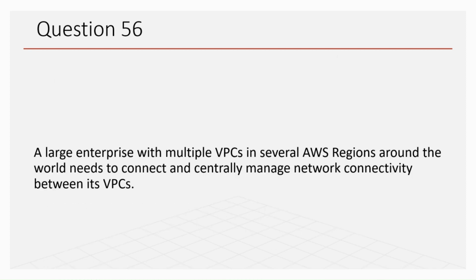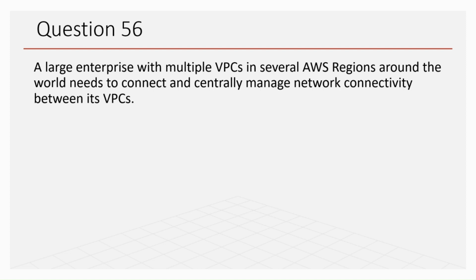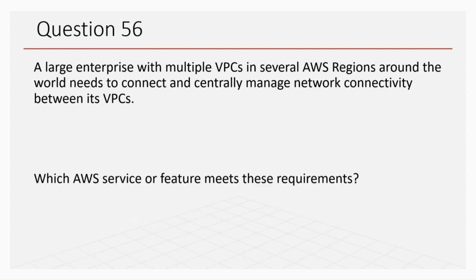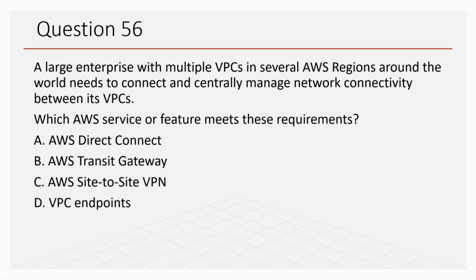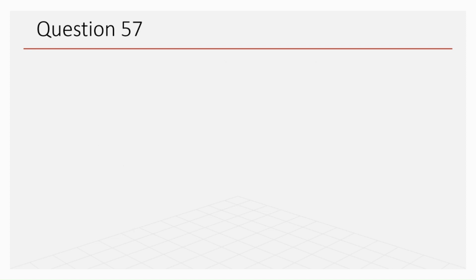Now let's look into the next question, question number 56. And the question is, a large enterprise with multiple VPCs in several AWS regions around the world needs to connect and centrally manage network connectivity between its VPCs. Which AWS service or feature meets these requirements? So the options are A, AWS Direct Connect, B, AWS Transit Gateway, C, AWS Site-to-Site VPN, D, VPC endpoints. And the correct option is B, AWS Transit Gateway.